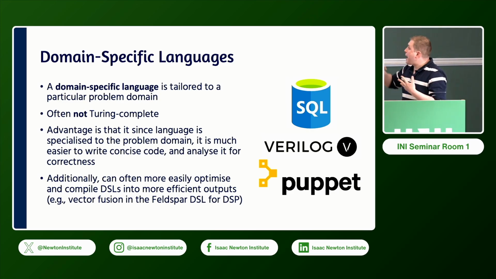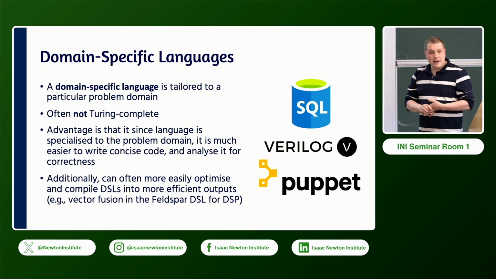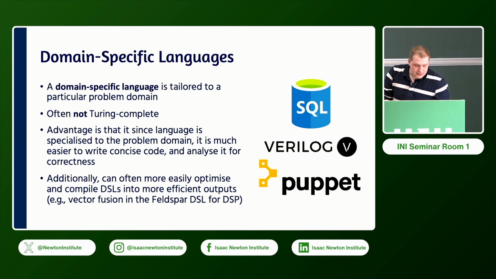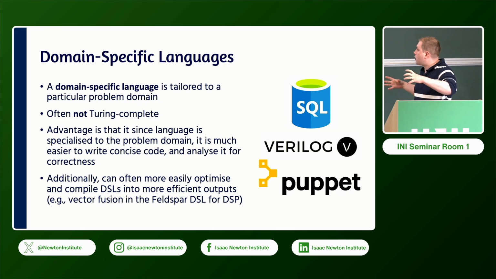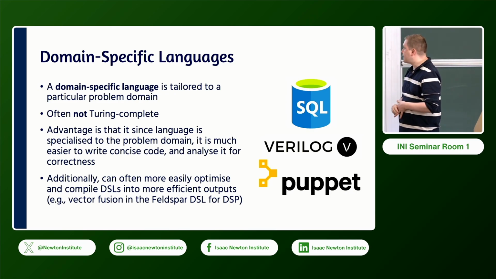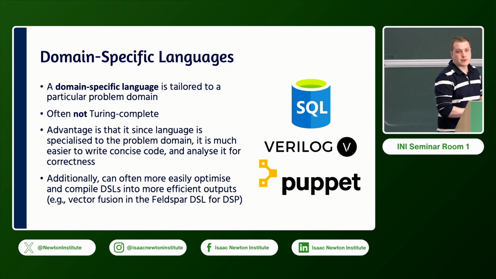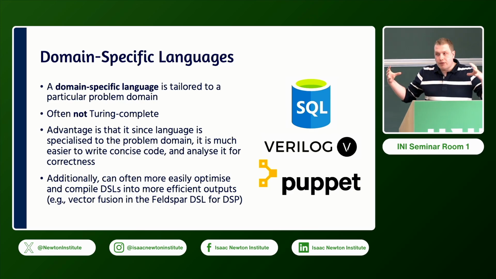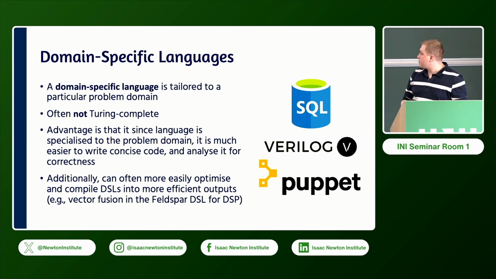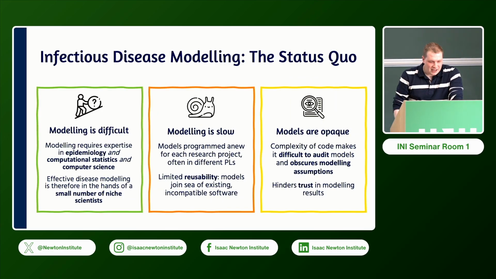And the benefit of all of these different things is that you can write very, very concise code, analyze it for correctness more easily, and often there's also the ability to go and compile it into more efficient outputs. An example here from the domain of digital signal processing is a domain-specific language called Feldspar. What they allow you to do is something known as vector fusion, which allows for more efficient DSP programs.